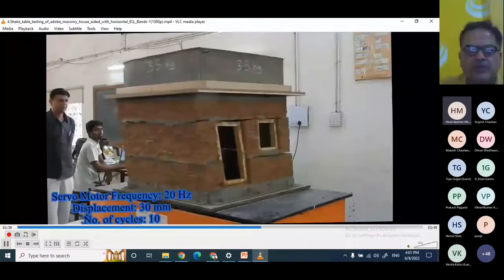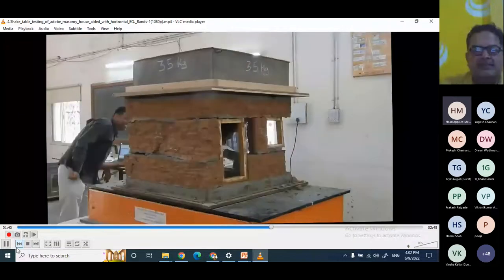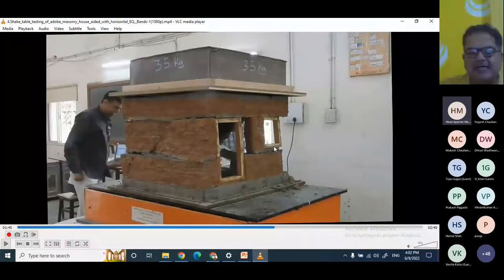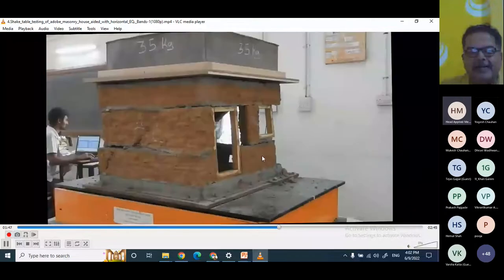Now look at this, right? What is happening? What is happening? And in high frequency, this sliding is taking place at the different sections. Look at it.